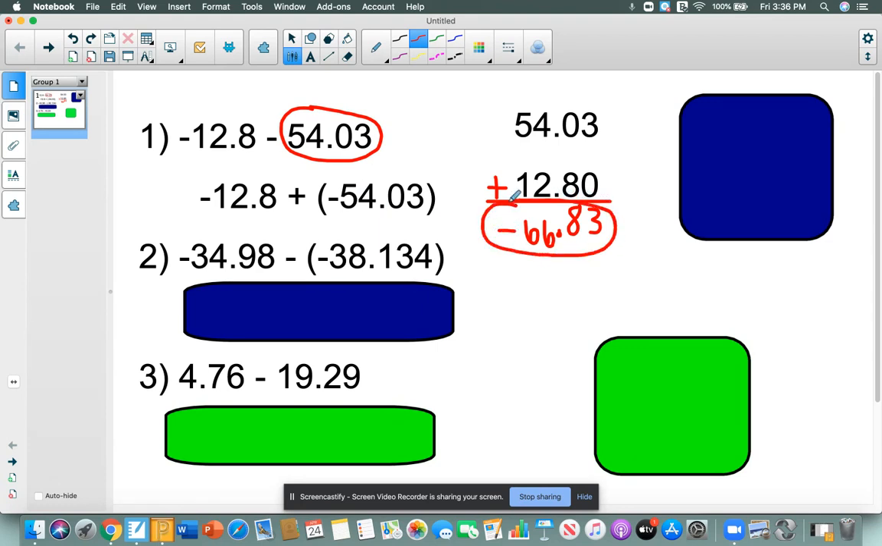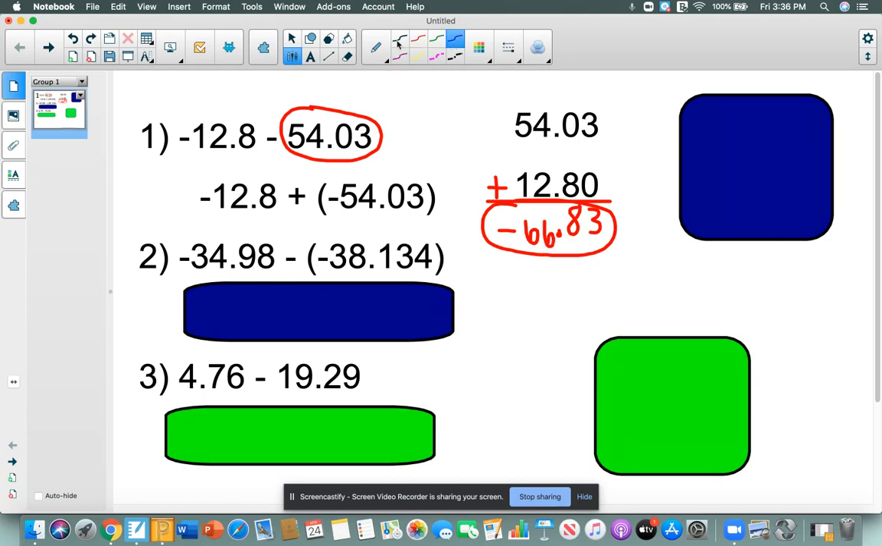I always think about money. Like if you owe someone $12.80 and then owe them $54.03 more, you're going to owe them $66.83. That'd be a negative number because you owe them that money. You wouldn't get the money, $66.83. You would have to actually pay them or owe them that much. So if they have the same sign, we're just going to add them together, get the negative in front, and now it's negative 63 and 88/100.